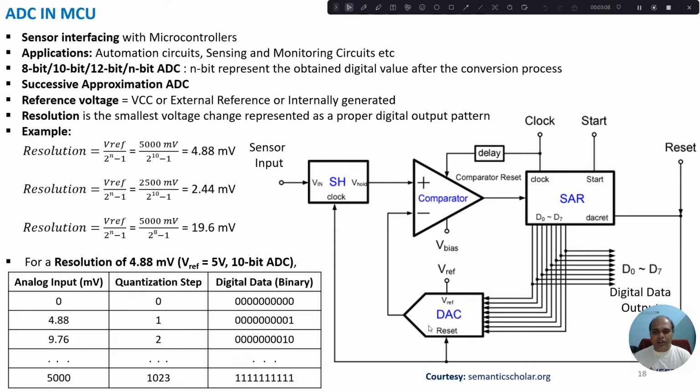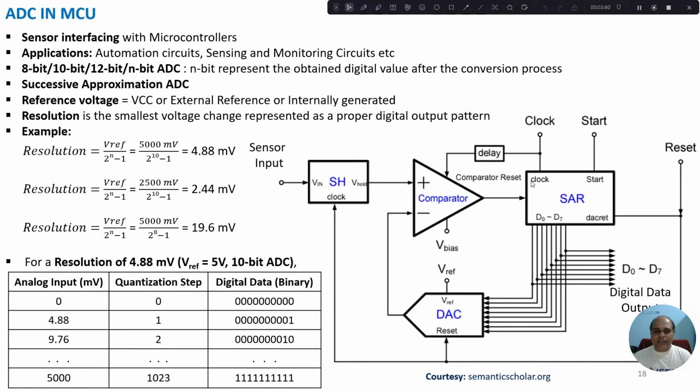A digital to analog converter is the reverse process of the ADC. The ADC converts an analog value to a digital value, whereas the digital to analog converter converts a digital value into an analog value. So this DAC produces an output in relation to its digital data. This digital data is obtained from a SAR register. The SAR register is a successive approximation register which has a combination of binary values.